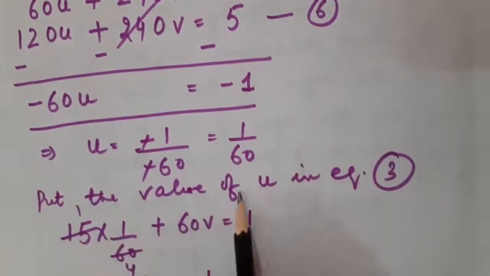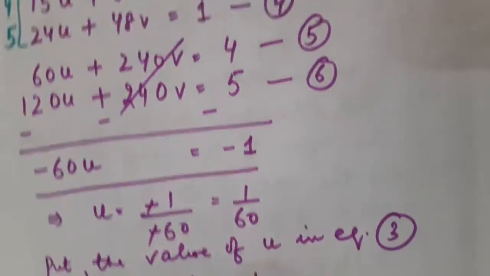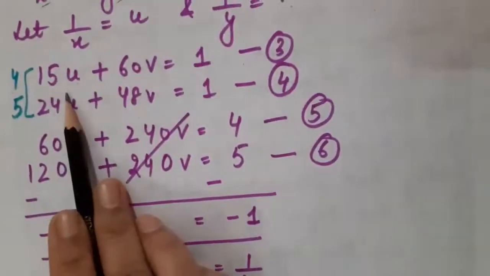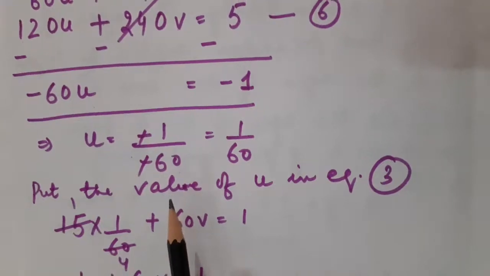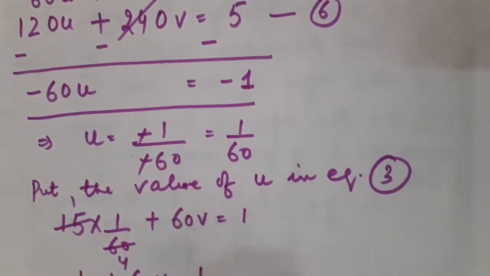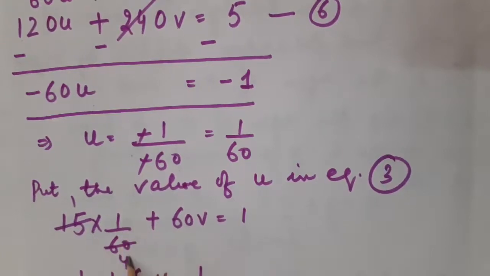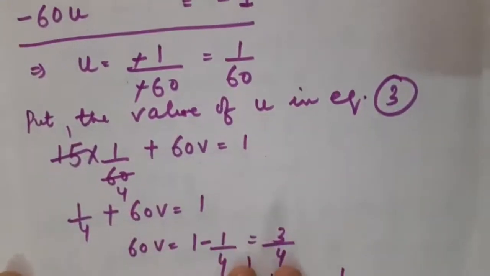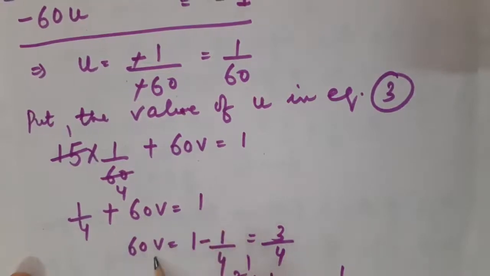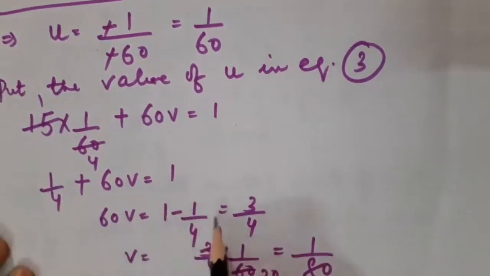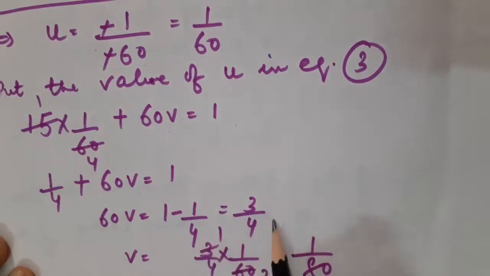Now put the value of u in equation number 3. What is equation number 3? It is 15u plus 60v is equal to 1. So I am going to substitute the value of u in equation number 3. So 15 into, in place of u I am putting 1 upon 60, plus 60v is equal to 1. 15 ones are 15, 15 fours are 60. So what will you get? 1 upon 4 plus 60v is equal to 1. So 60v is equal to 1 minus 1 upon 4, that is 3 upon 4.